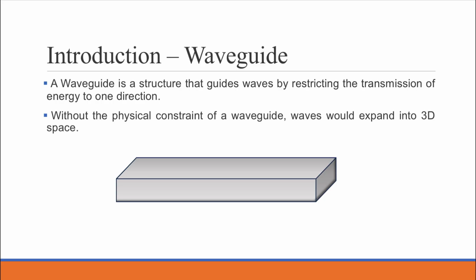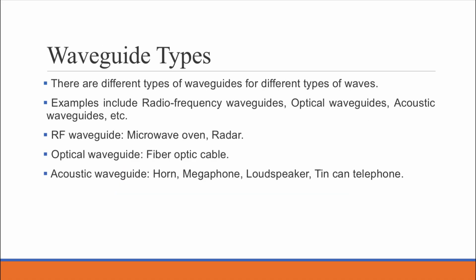Now, if there were no waveguide to begin with, sound waves would simply expand into 3D space. So in order to ensure that the waves travel only along one direction or along one dimension, we need a waveguide. So there are different types of waveguides for different types of waves. Examples include radio frequency waveguides, optical, and even acoustic waveguides.